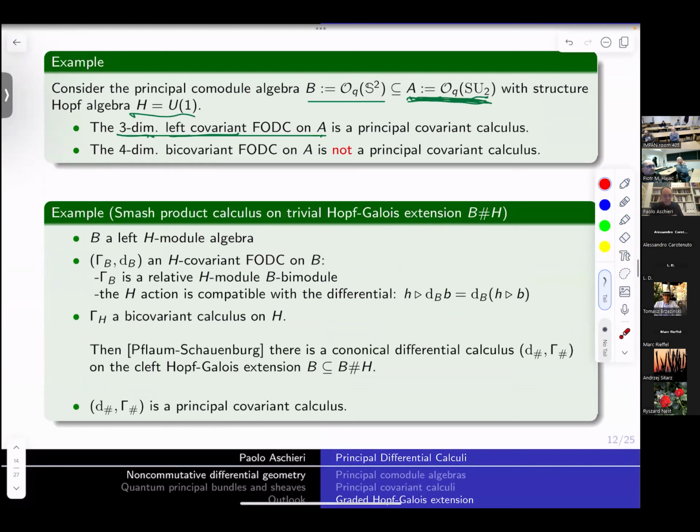On the other hand, if we take the four-dimensional bicovariant first order differential calculus on A, on SUq(2), well, then it's easy to see that this is not a principal covariant calculus. We can do it heuristically. This is parallelizable and the module is free of dimension four, four copies of A, the space of one forms.